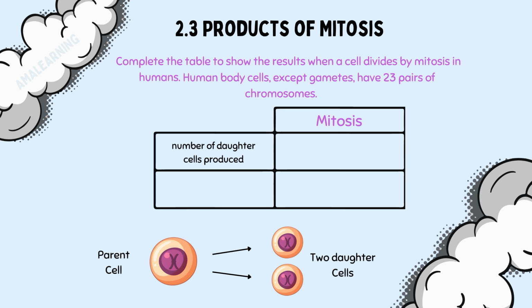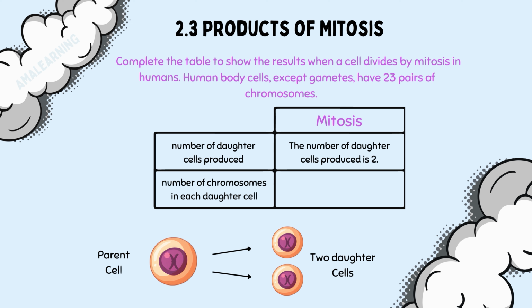This is why the correct answer for the first part of this question is the number of daughter cells produced is 2. The second part of the question asks for the number of chromosomes in each daughter cell. The parent cell and the daughter cells are genetically identical. This means they have the same number of chromosomes. In this case, the answer is 46.